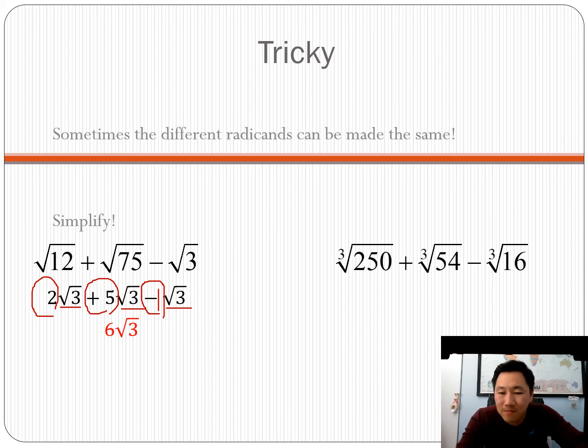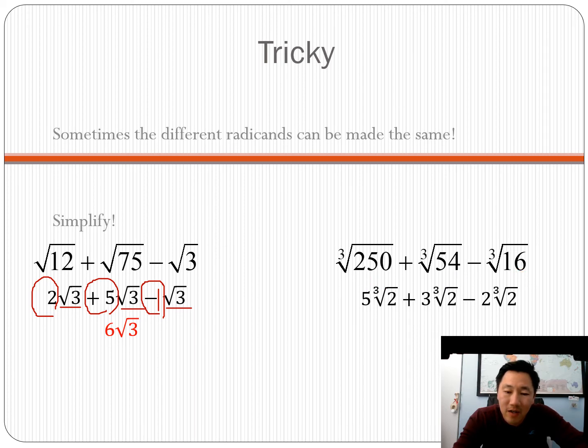Here's another one. These are cube roots, cube roots, cube roots, but the numbers on the insides don't match up. But you can make them match up by simplifying them. Remember, in this case, we're looking for triplets. The last example, we were looking for pairs. Now we're looking for triplets. Break it down. Look for triplets. We get this.